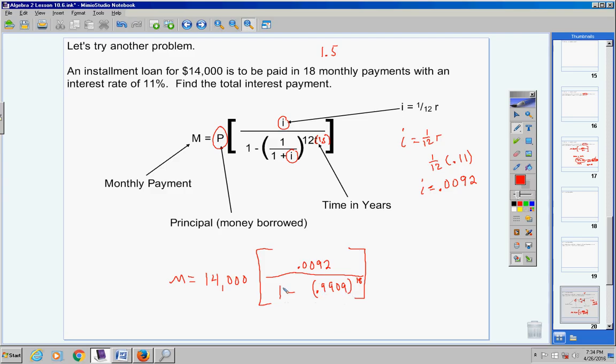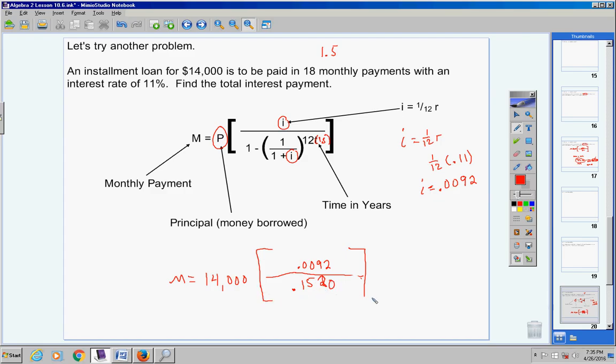So now I'm going to take this number here to the 18th power, and I'm going to get this right here approximately. I'm going to get 1 minus 0.8480. Now 1 minus this number is going to give us this right here in the denominator. It's going to give us 0.15197, which rounds to 0.1520.